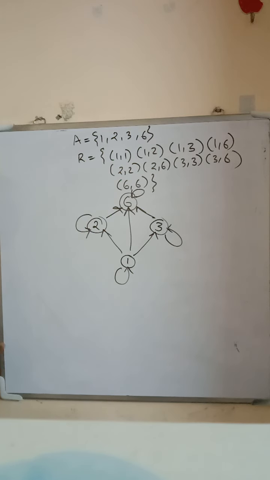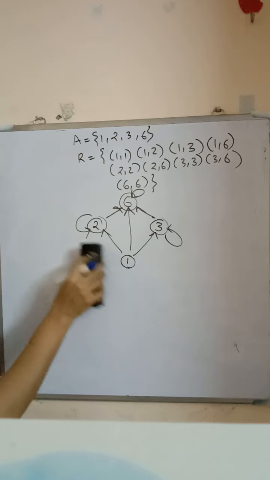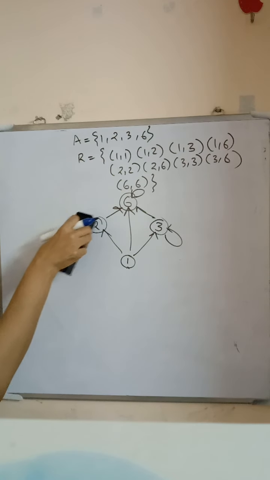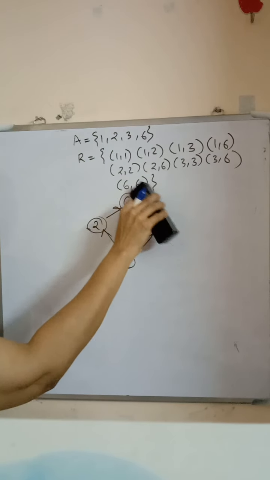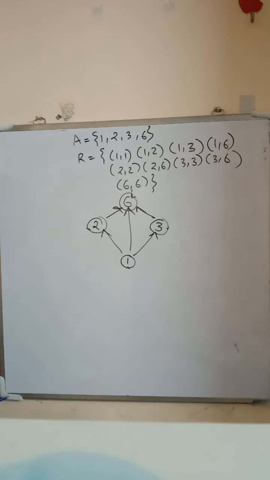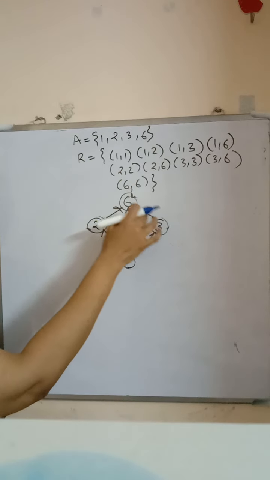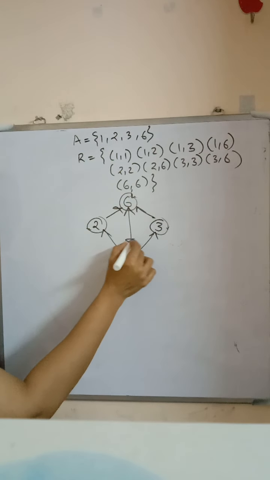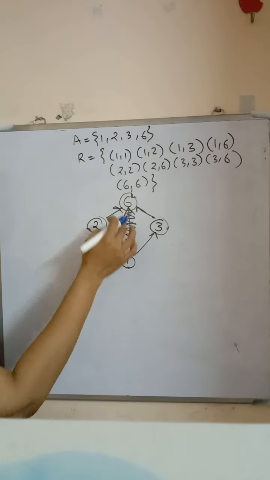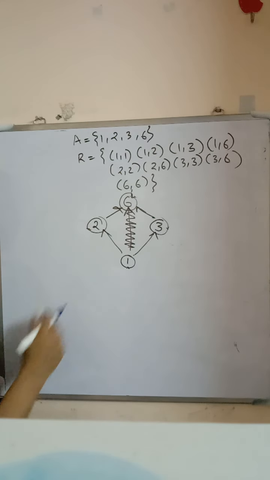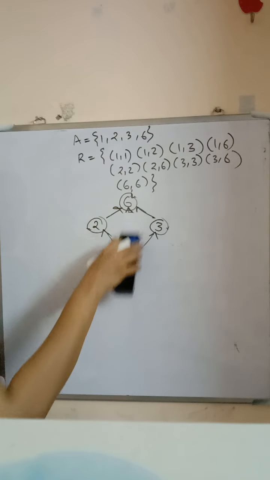In a Hasse diagram, the edges representing reflexivity and transitivity are deleted. Here, these loops represent reflexivity, so we delete them from this graph. The loops are deleted from this graph. Also, the transitivity edges. Here, 1 related to 3 and 3 related to 6. This 1 related to 6 shows the transitivity property, so we remove this edge. Okay, so its Hasse diagram is like this.